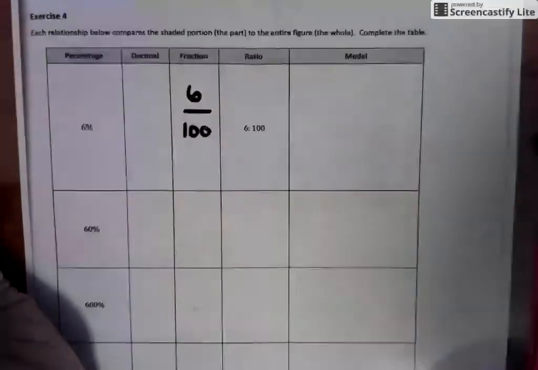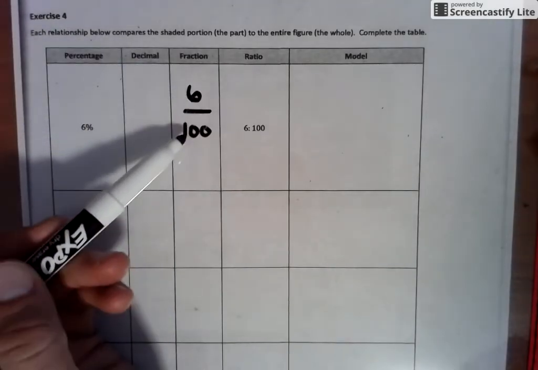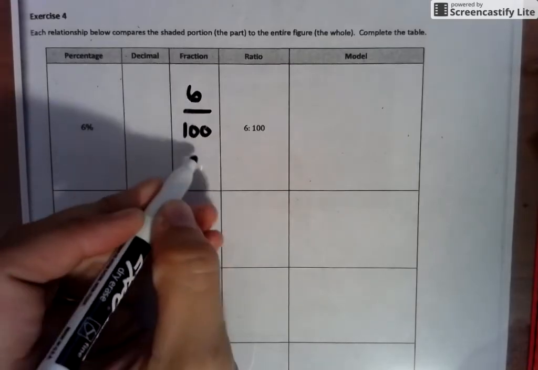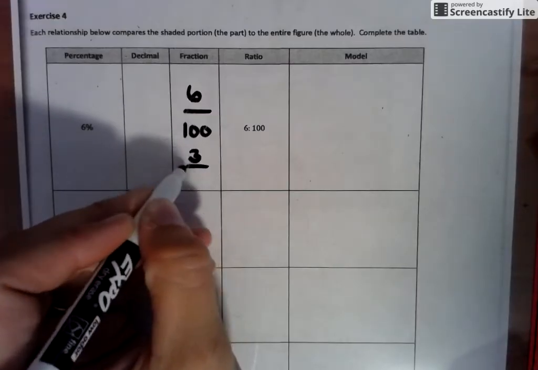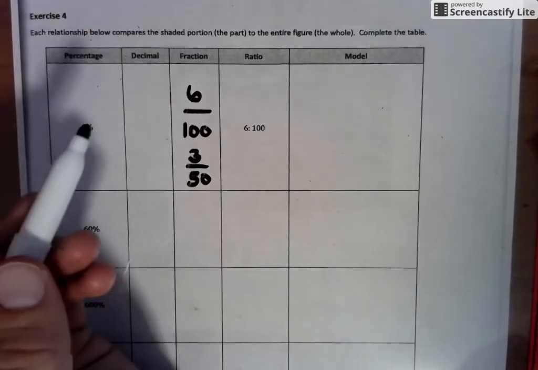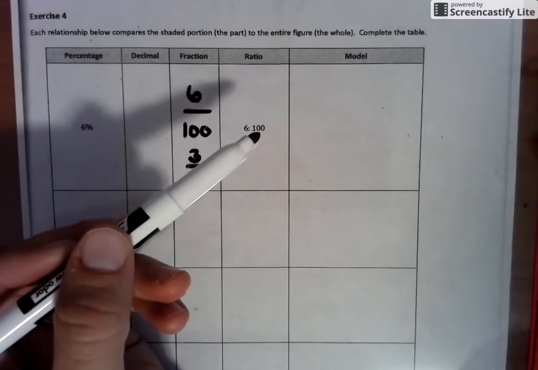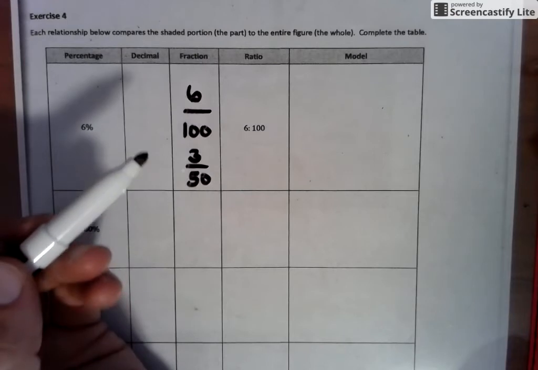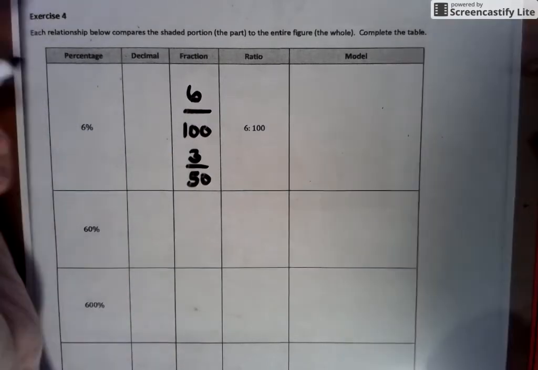Now, if the fraction can be simplified and you are asked to reduce it to lowest terms, then you're going to want to reduce this. We see that 6 over 100 can be divided by 2. So 2 goes into 6 3 times, and 2 goes into 100 50 times, to reduce that fraction. Now, the ratio is already given to us here, 6:100. So that's a really pretty basic part.